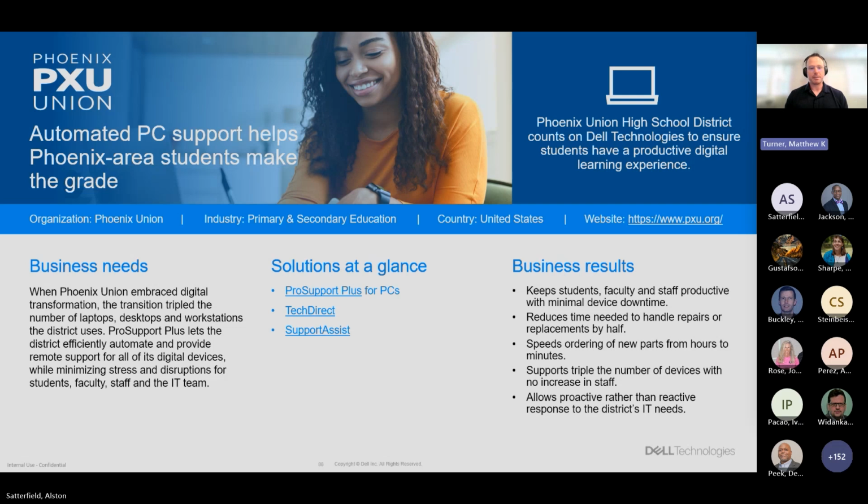So it's a combination of Pro Support Plus, the capabilities of SupportAssist, and the ease of use offered through Tech Direct. In a sense, they're able to save money utilizing that because they don't need to go hire and pay more staff to support the systems. And finally, it allowed them to shift from being reactive to failures, waiting for drives to fail, waiting for issues to be reported, to being proactive to the district's IT needs. So just a ton of great stuff that Phoenix Union saw here with Tech Direct and SupportAssist.